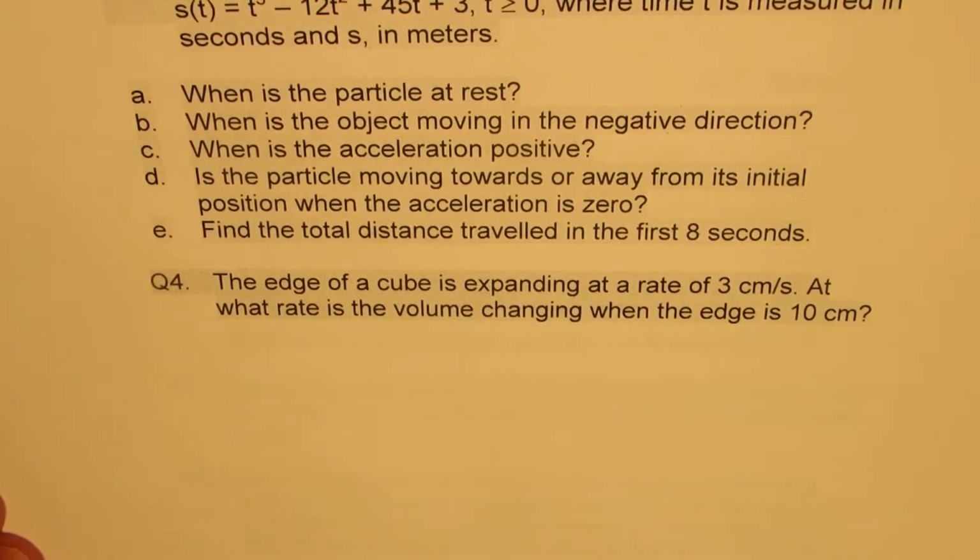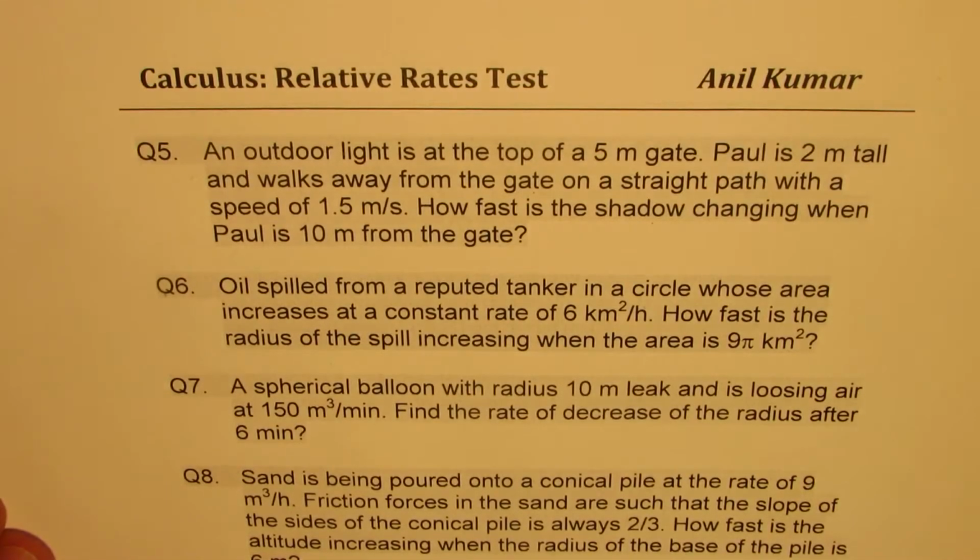Question number 4 here is, the edge of a cube is expanding at a rate of 3 centimeters per second. At what rate is the volume changing when the edge is 10 centimeters? Then we have some application questions. Question number 5. An outdoor light is at top of a 5-meter gate. Paul is 2 meters tall and walks away from the gate on a straight path with a speed of 1.5 meters per second. How fast is the shadow changing when Paul is 10 meters from the gate?